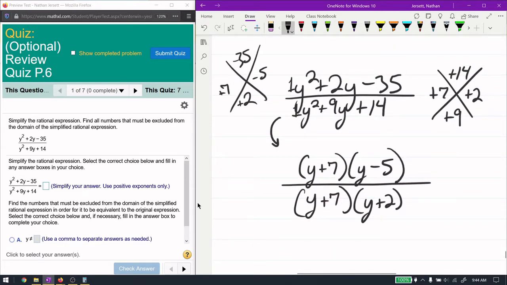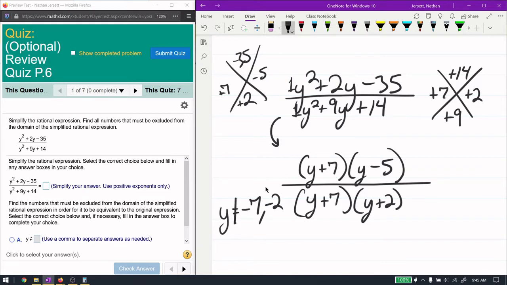Now, you'll see that y plus 7 is on top and bottom, so we will be able to cancel that. Before we do this, we must ask the question, what values of the variable, in this case y, give us 0 in the denominator? The thing we can never do in mathematics is divide by 0. So what values of y make these things 0? In other words, what plus 7 gives you 0? That's going to be negative 7. Negative 7 plus 7 is 0. And negative 2 plus 2 is 0. So negative 2. And we have to exclude those things.